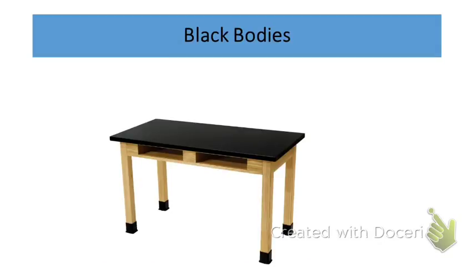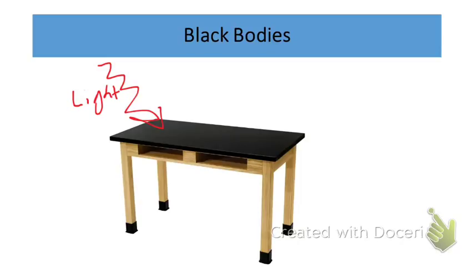Alright, so here's a table, and the surface of this table is black. Basically what I want you to think about is the light that's coming in to this table, all the light. Light is being absorbed by these molecules, every bit. And the reason we know it's being absorbed is we're not seeing any reflected light. There's no reflected light, so the table looks black to us.